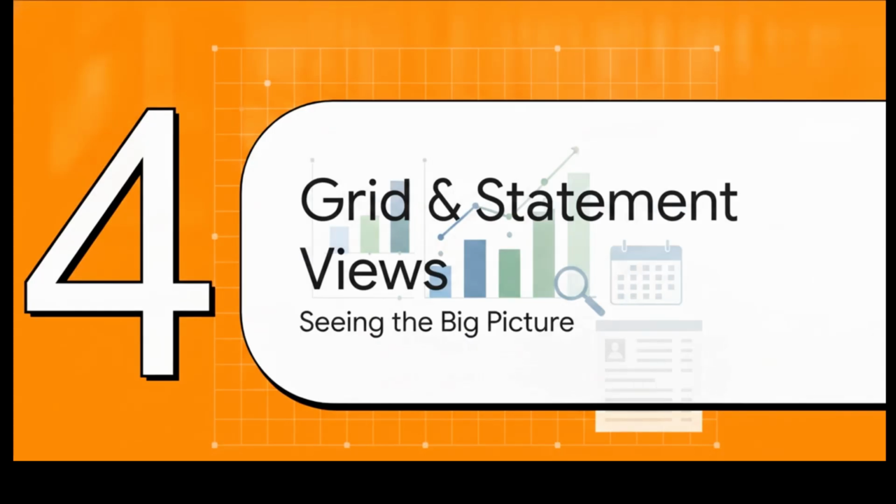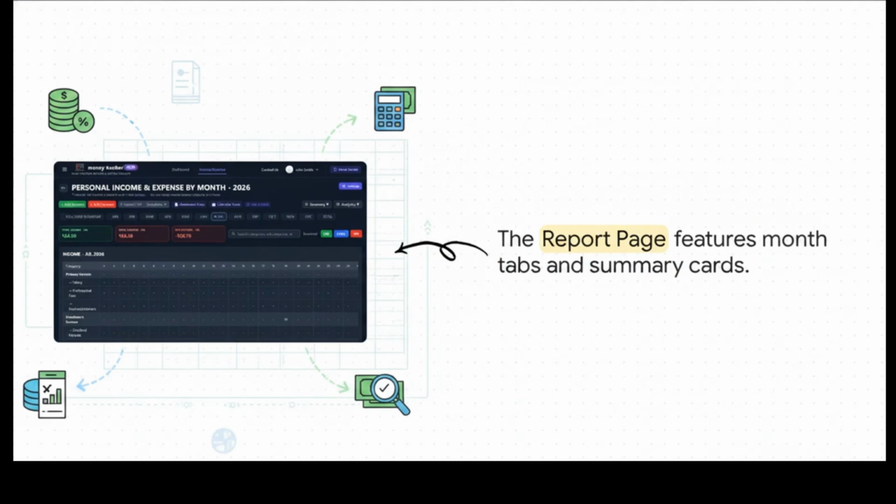All right, part 4, grid and statement views. Let's zoom out and see the big picture. This right here is your main report page, and it is designed for maximum visibility. It uses that highly familiar Excel-style grid interface. Notice the month tabs running across the top, January through December, letting you quickly flip between detailed daily breakdowns. And right above those, you have your crucial summary cards, giving you real-time totals for your income, expenses, and net savings.